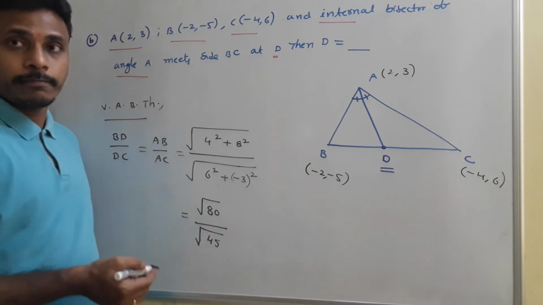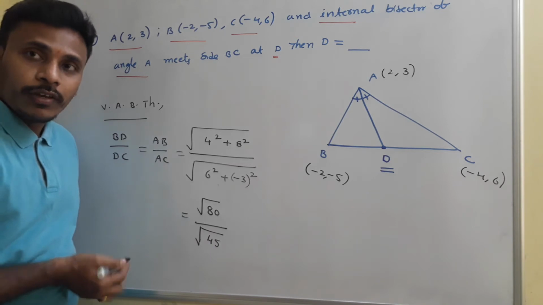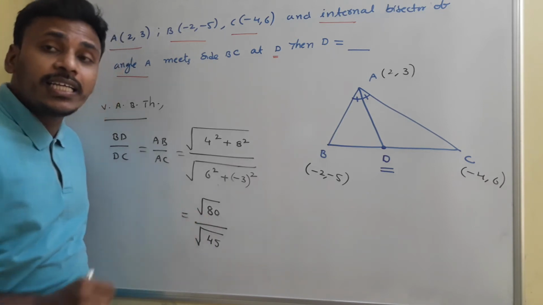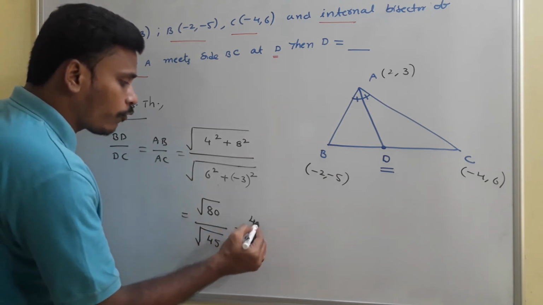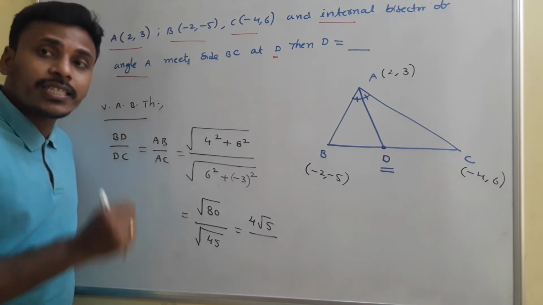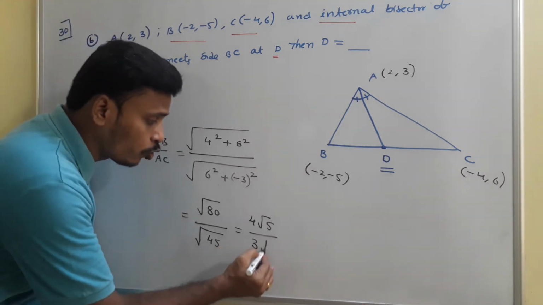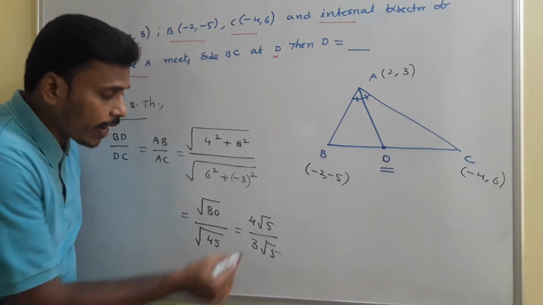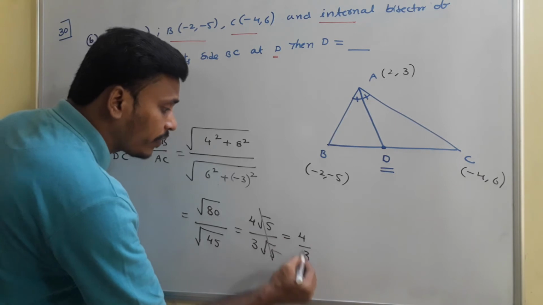36 plus 9. So square root of 80 by square root of 45. Just think about it. This 80 is 16 fives, so this root 80 can be written as 4 root 5. 45 is 9 fives, so it can be written as 3 root 5. So cancel out the root 5s. You are left with what? 4 by 3.